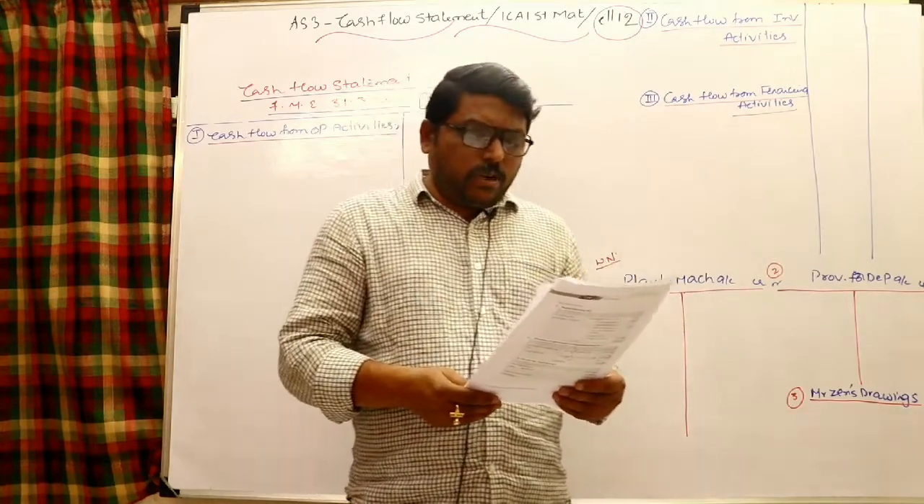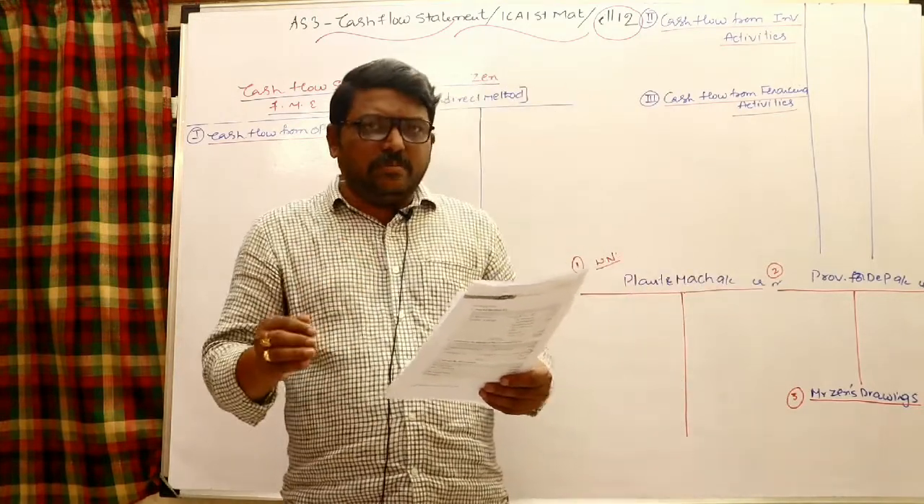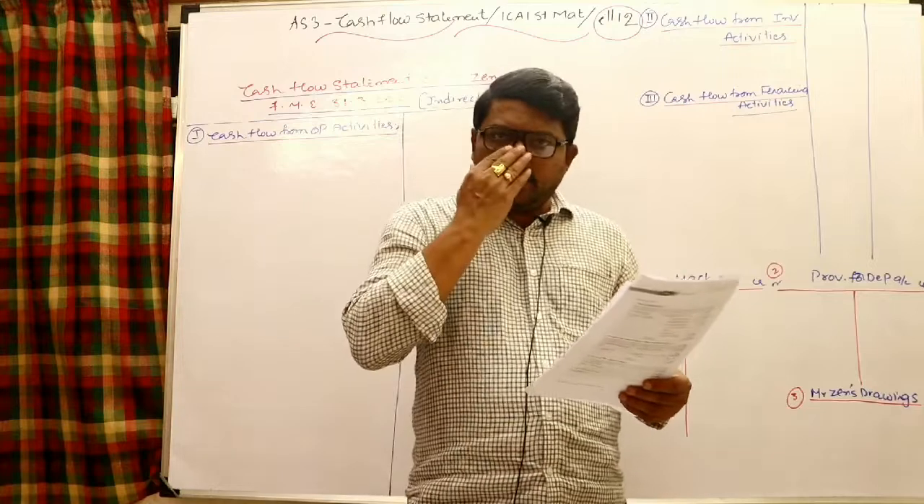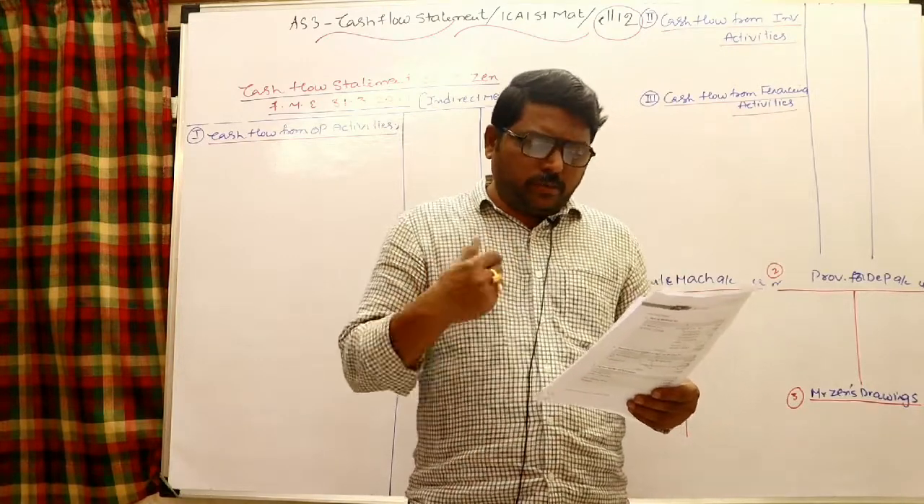Inventory: compare opening 2 lakh 80, closing 2 lakhs, a decrease in inventory. A decrease in current assets is always an inflow, and an increase is an outflow.